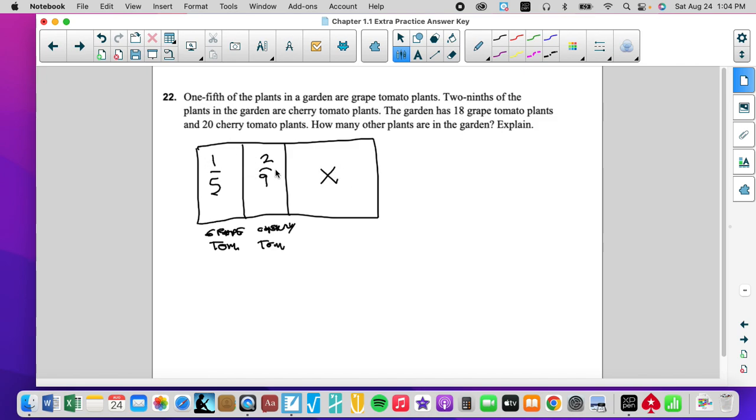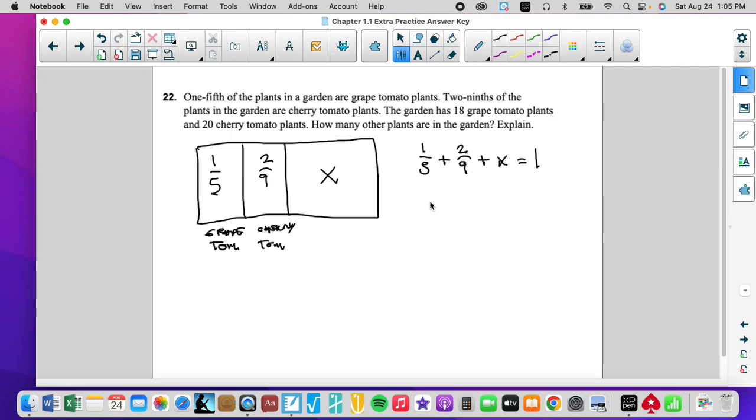So this plus this plus this is going to consist of the whole. This is a part of the garden. This is another part of the garden. And this is the rest of the garden. So that's going to all add up to equal 1. So this is how I would do it. 1/5 plus 2/9 plus X must equal 1.